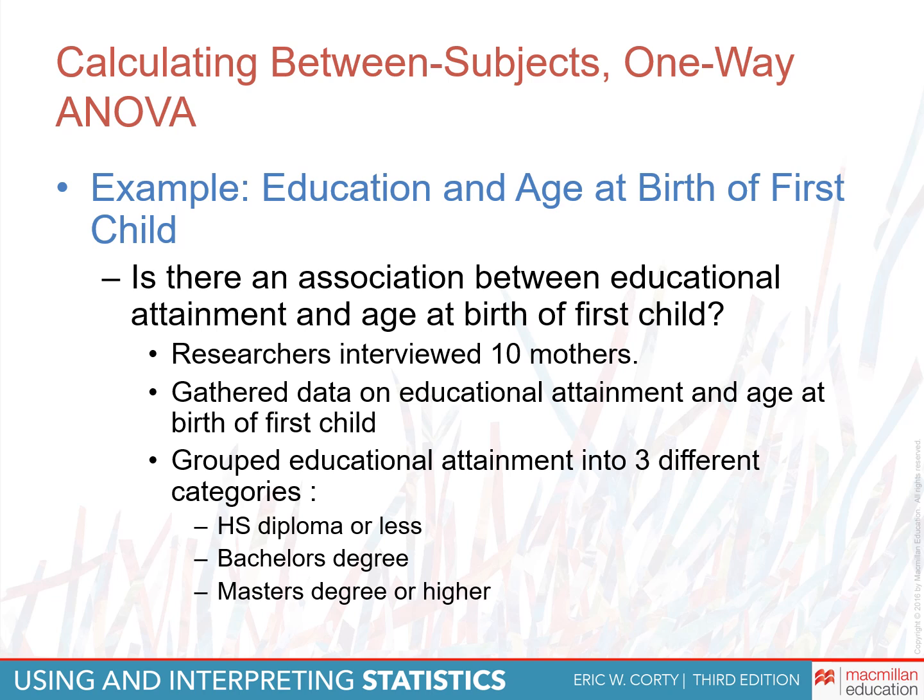give birth? And so, to answer this question, let's say you have a group of researchers and they interview 10 mothers and they gather data on how much education they have and on how old they were when they have their first kids. And so, based on this, we group our mothers into three categories. So, we have one factor, educational attainment, and it has three levels or categories. So, you can have a high school diploma or less, bachelor's degree, or master's degree or higher.